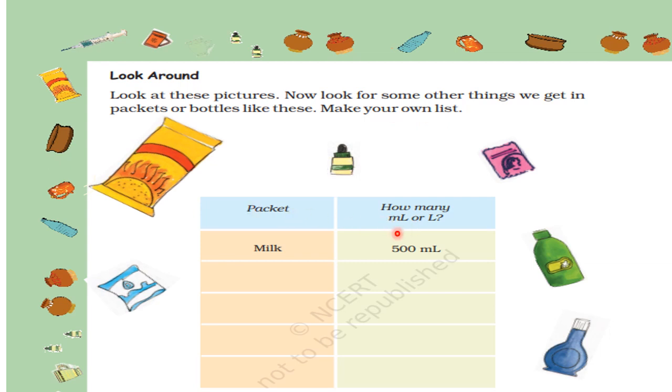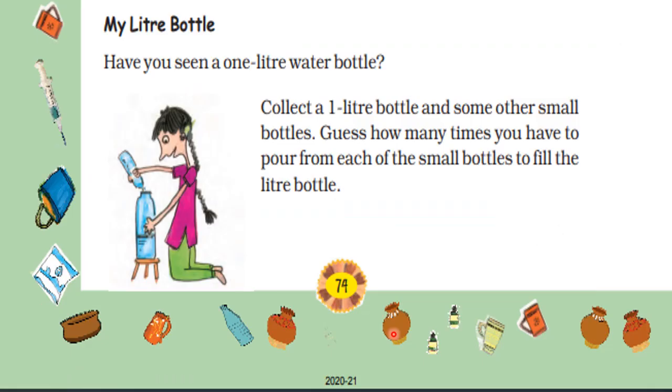Packet, and how many milliliters or liters, you have to just guess. Milk, 500 milliliter. Then hair oil, 200 milliliter. Then cough syrup, that is of 100 milliliter. Then cooking oil, as you can see here, cooking oil is for 1000 milliliter, or you can say 1 liter. Then lemon juice is for 400 milliliter. These are the guesses. You can write down your own also.